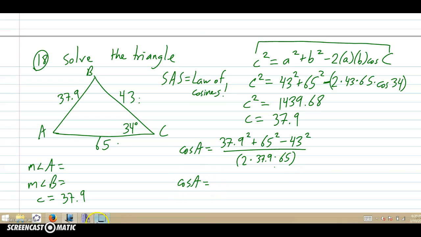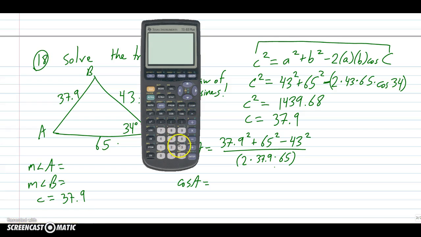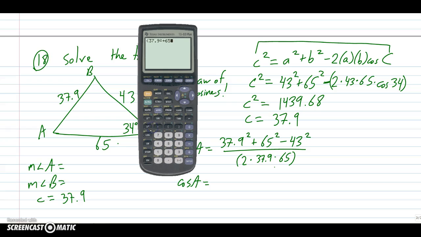So let's go back to our handy-dandy calculator. Let's see, 37.9 squared. Oop, make sure you use parentheses around the top. 37.9 squared plus 65 squared minus 43 squared. Make sure it's 43 squared. Close parentheses. Sorry, I apologize. This is a little difficult to type on my tablet. 37.9 times 65. So we get the cosine of A to be 0.7738.